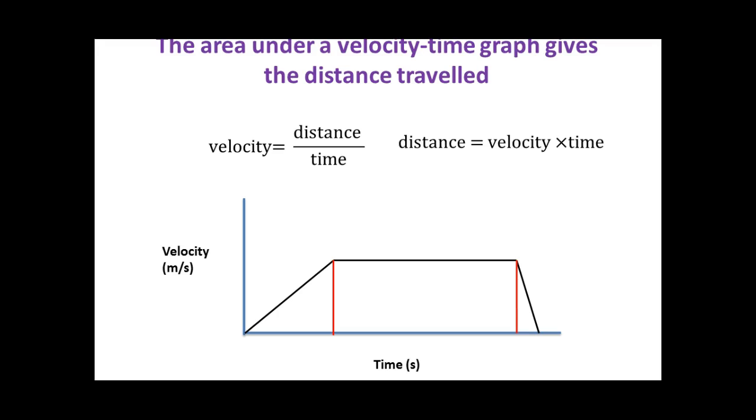So to find the total distance travelled then, we calculate each area, and it's perhaps a good idea to number them, especially in an exam, so you can show what you've been doing, and then add them all together. So once you add all those three areas together, then you'll get the total distance travelled. So that's one useful feature of a velocity time graph.